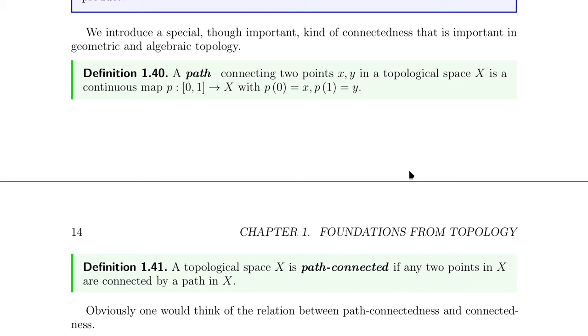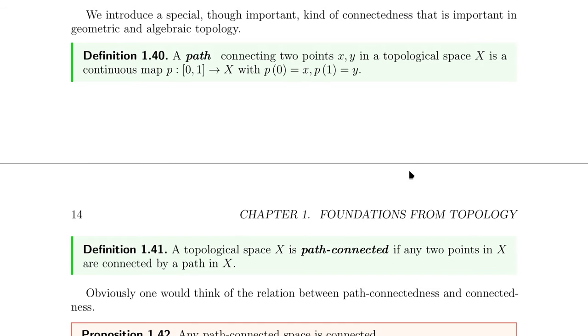A path connecting two points in a topological space is a continuous map going from the closed unit interval to the topological space, such that it fixes the two points, with P0 and P1. So P of 0 is fixed at X and P of 1 is Y, and that's your path. Now you can say a topological space is path connected if any two points in the topological space can be connected by a path. So that's your path and path connected property.